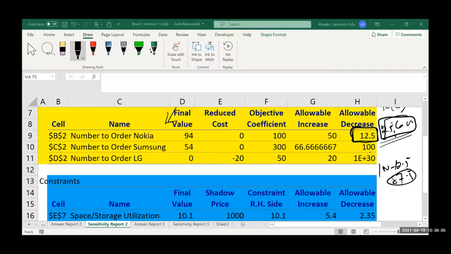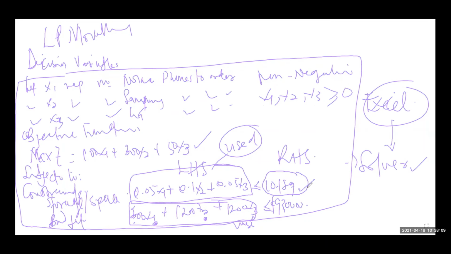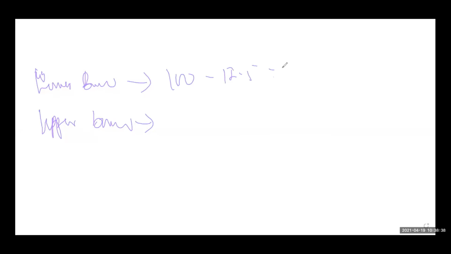Okay. So I want to calculate something for you. Since we know the whole idea about allowable increase and allowable decrease, there is what we call lower bound and upper bound. It's just to further explain something to you. The lower bound, as we said, is the lowest value we are allowed to reduce our profit to using the allowable decrease. So for Nokia, it's 100 minus what? 12.5, which is 87.5.